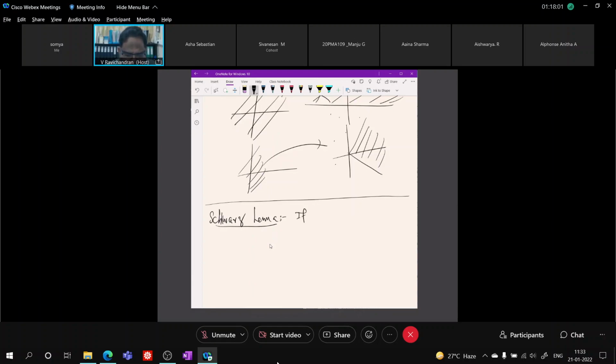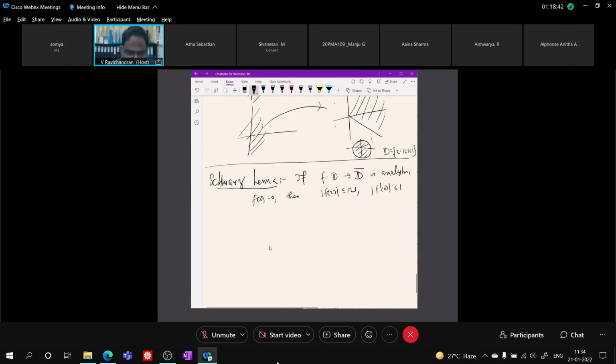If you have a mapping f from D to D closure, where D is the disk of radius 1, that means D is the set of all z where mod z is less than 1, and it is mapping to D closure, that means it can map to the boundary also, f is analytic, and f of 0 is 0. Then what we know is mod f of z is less than or equal to mod z, and mod f dash of 0 is less than or equal to 1. This is what it says.